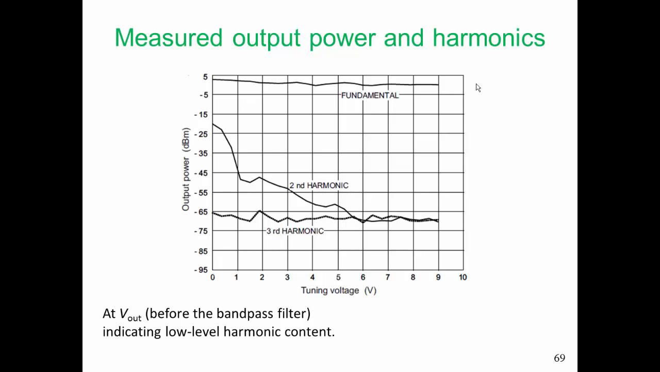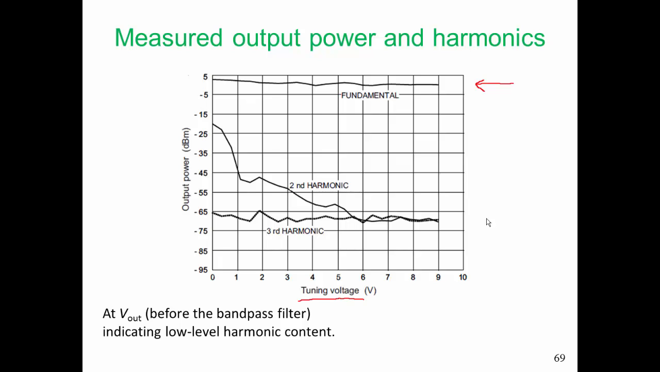Some of the characteristics we would really like is a fairly flat power of the fundamental as we vary the tuning voltage, and that's exactly what we see. That is a great characteristic. We see fairly low second and third harmonic levels. The second harmonic level is higher at the low tuning voltages because that's of course where our varactor diodes have the most nonlinear CV characteristic, and that third harmonic is really low.